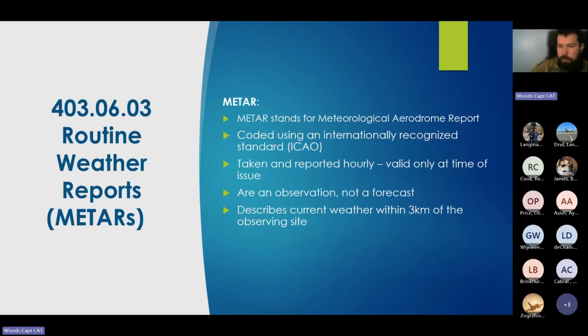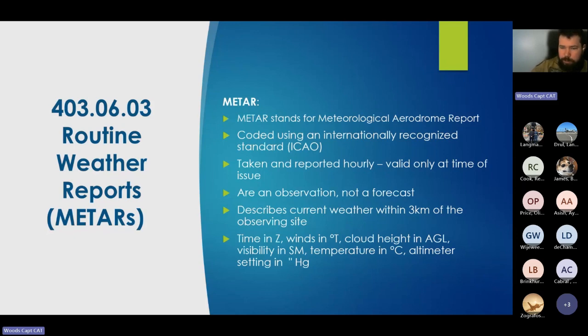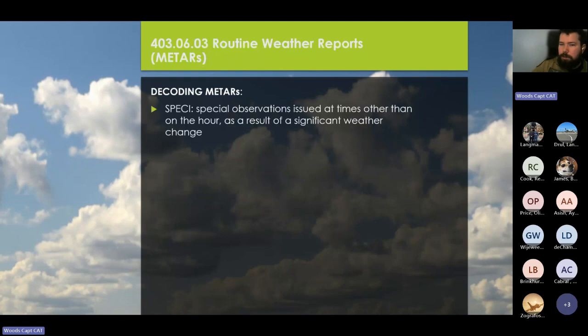And it's generally within three kilometers of the observing site. The time is given in Zulu or UTC, the Universal Time Coordinate, so the Greenwich time. Winds are given in degrees true. Cloud height is given in feet above ground level. Visibility is in statute miles. Temperature is in degrees Celsius. The altimeter setting, when it's given, is given in inches of mercury. We've got to remember all of these units, it's quite important for the METARs. So let's get started on how to decode METARs.